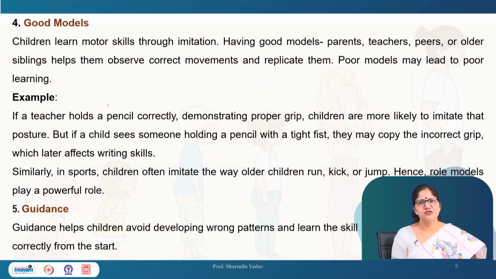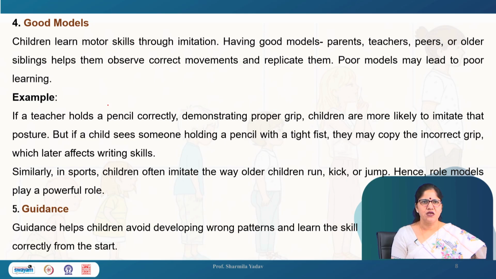Good models. This is also one of the essential conditions for motor development. Children learn motor skills through imitation. When they see their peers and adults, parents, how they are performing a particular activity, they imitate it. Having good models, parents, teachers, peers, or older siblings helps them observe correct movements and replicate them. Poor models may lead to poor learning.